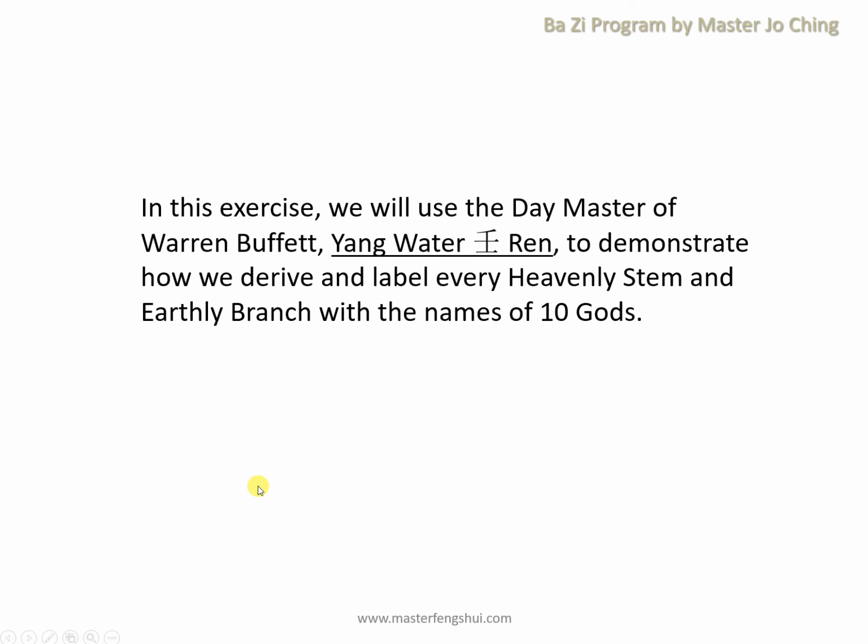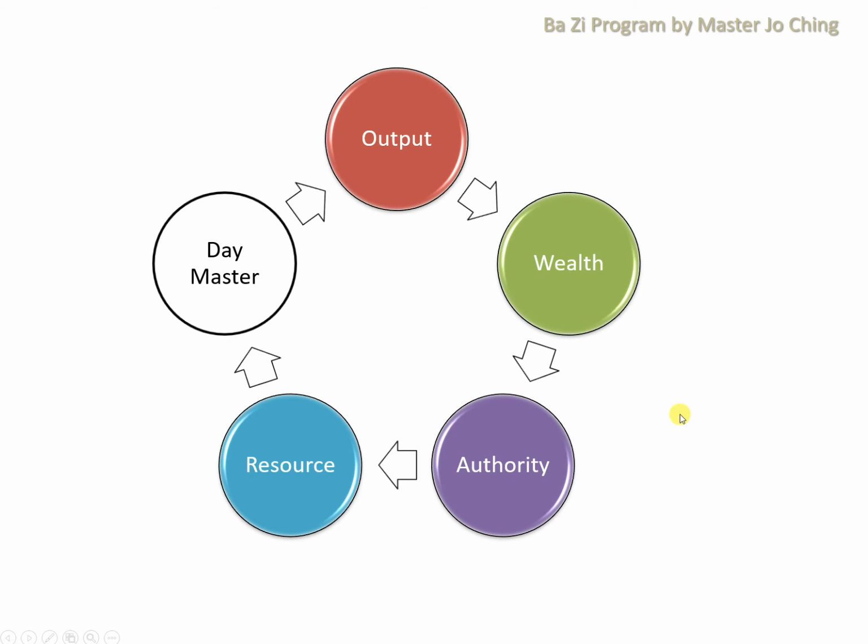So in this exercise, we'll use the day master of Warren Buffett. He belongs to the Ren water, which is the Yang water, to demonstrate how we derive and label every heavenly stem and earthly branch with the names of the Ten Gods. So this is what we are looking at, the day master, Yang water, Ren. You can also try to use your own day master.